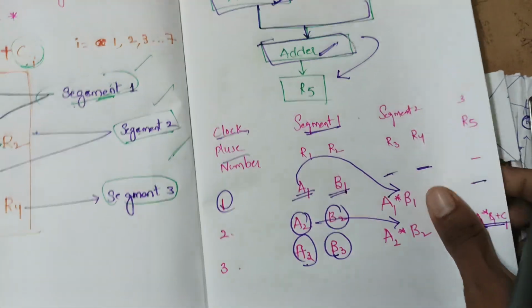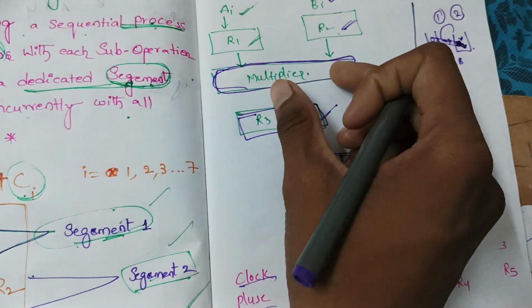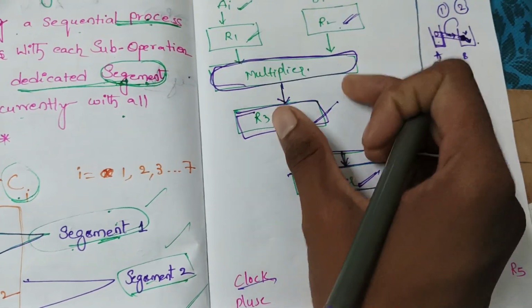So if the first instruction is ready to execute, the next instruction is ready to execute. After the first instruction completes, the next instruction is ready to execute.